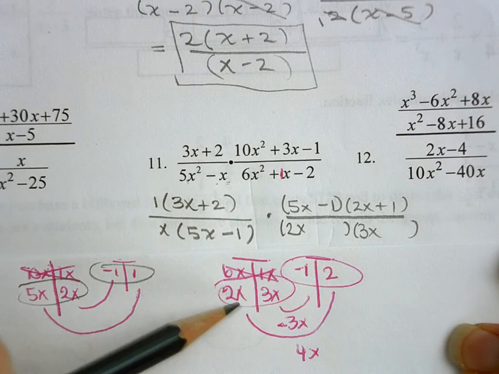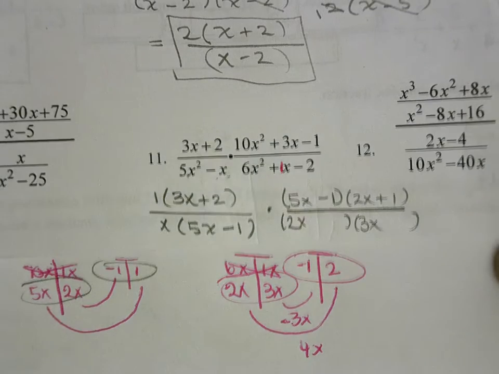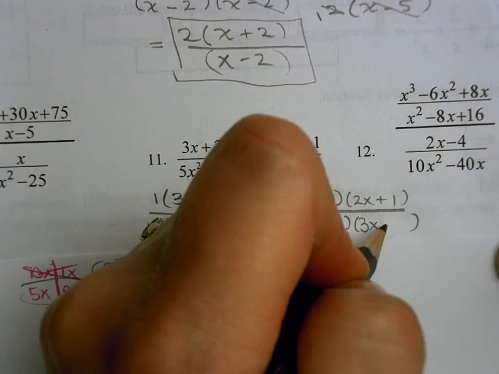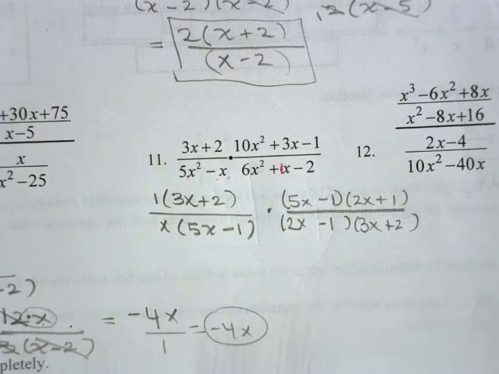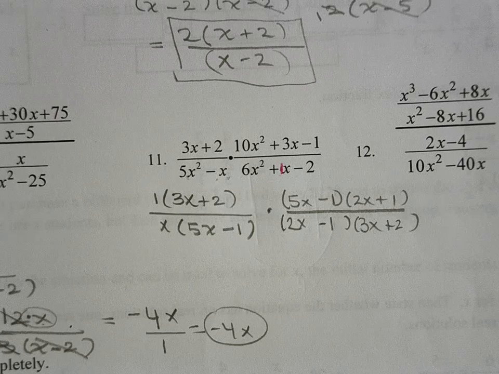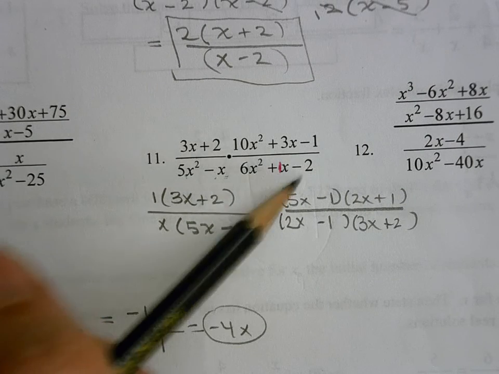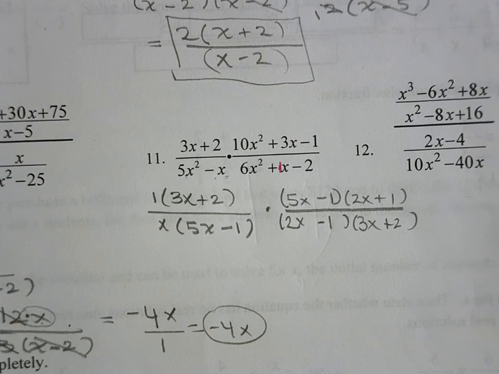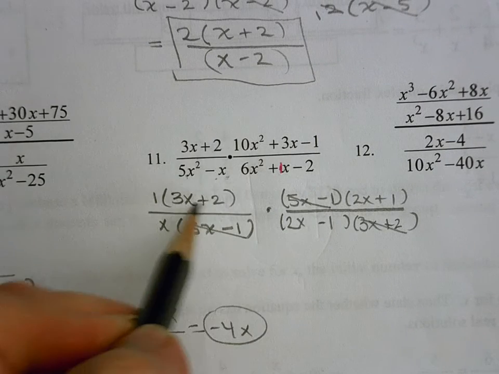So again, the 2x has to multiply to positive 2. And 3x to the negative 1. Okay. All right, so do a quick check. So that would be 4 minus 3, which is 1. Okay, so now for canceling, the 5x minus 1 cancels, and the 3x plus 2 cancels.